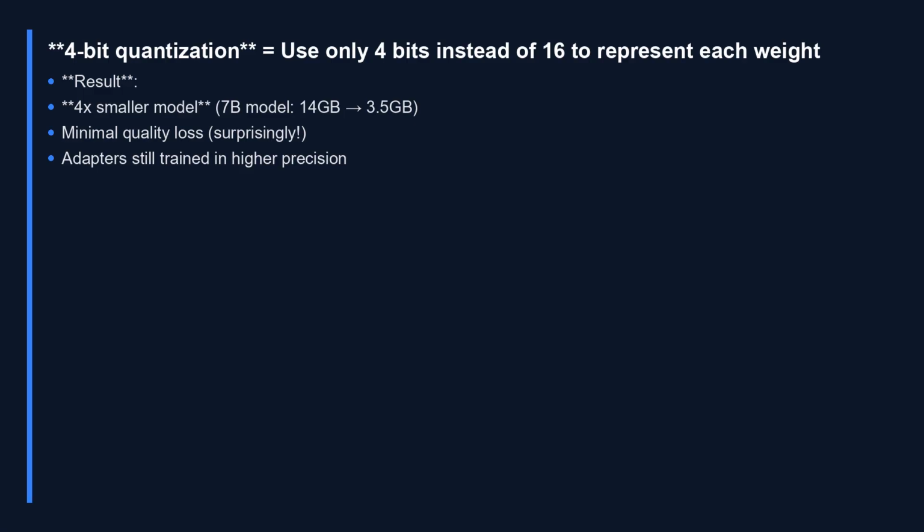The practical result of 4-bit quantization is a 4x reduction in model size. A 7B model that occupies 14 GB in FP16 shrinks to roughly 3.5 GB in 4-bit. Training memory drops accordingly, from around 20 GB with standard LoRA to around 8 GB with QLoRA. The adapters themselves are still computed and updated in higher precision, so the learning signal remains clean. You get the memory footprint of a compressed model with the training stability of full precision adapters.